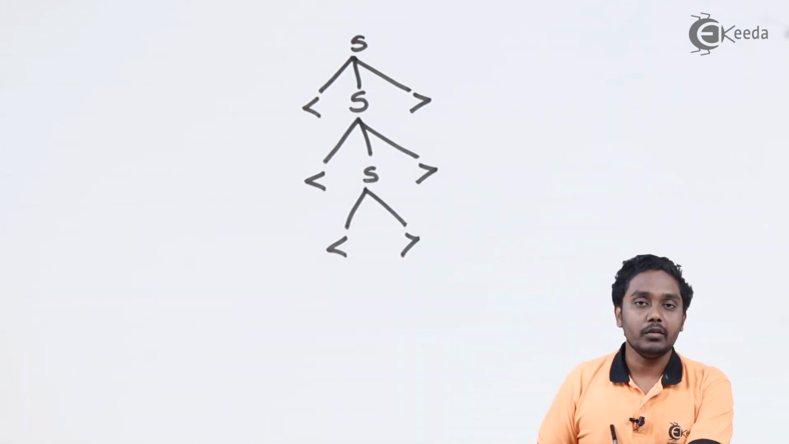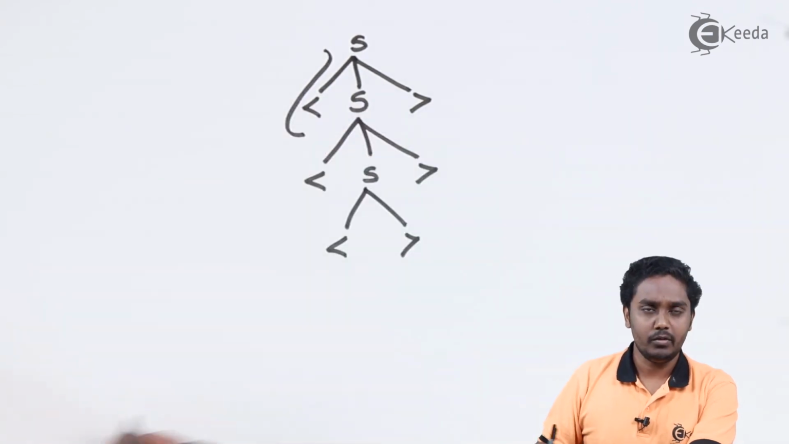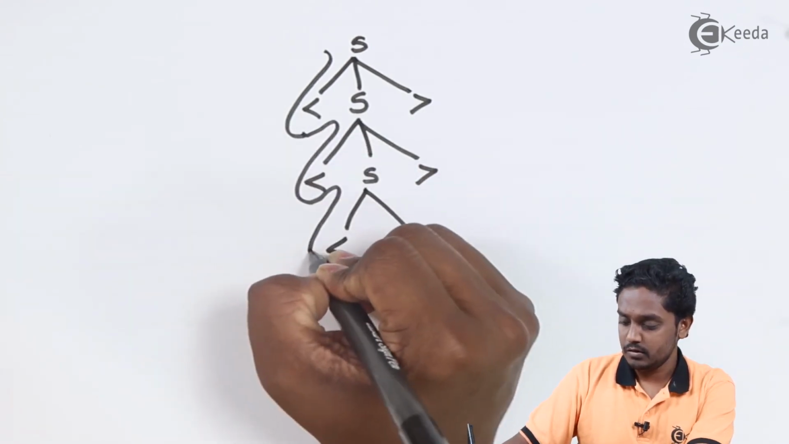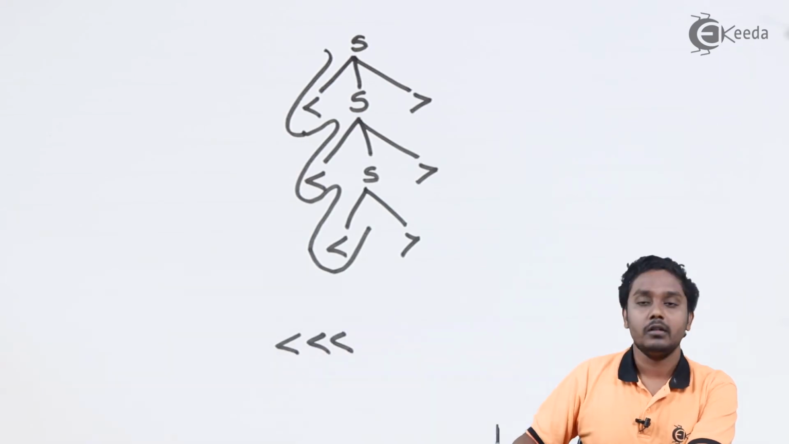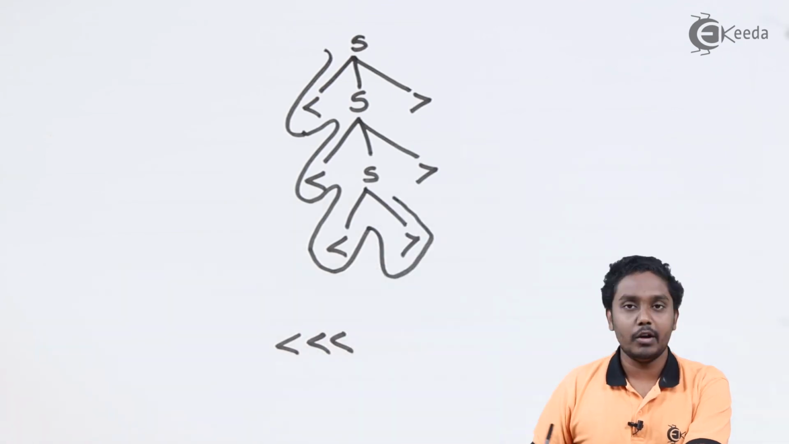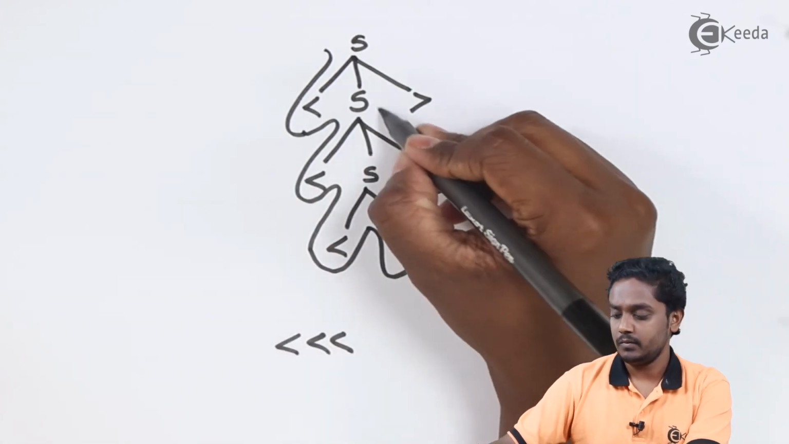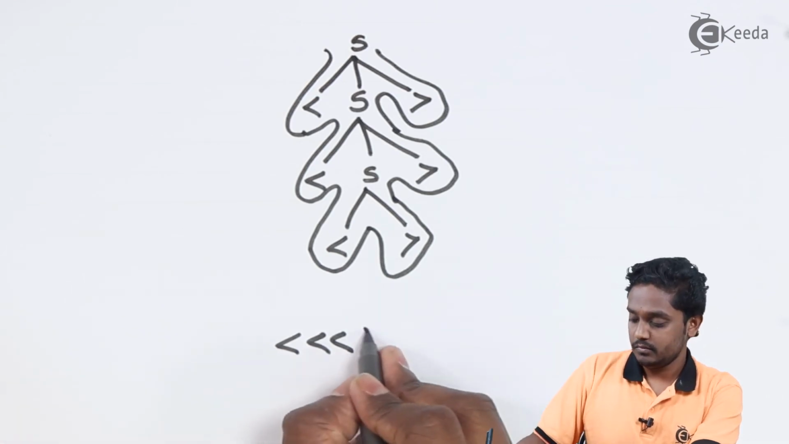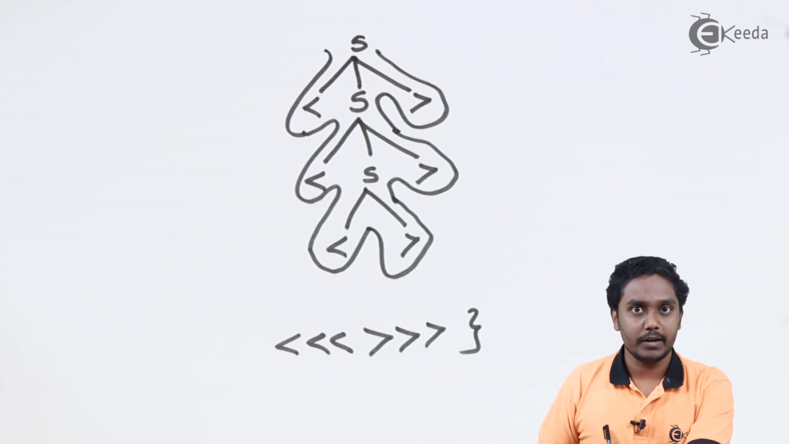You can see that the yield of this parse tree would be opening braces followed by 2 more opening braces, followed by 3 closing braces. One over here, the other one here, and the third one, and we are reaching at the start symbol. This is giving us the required string.